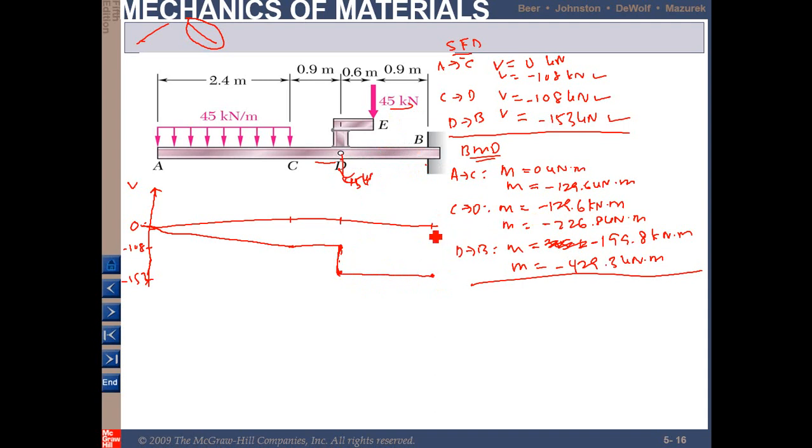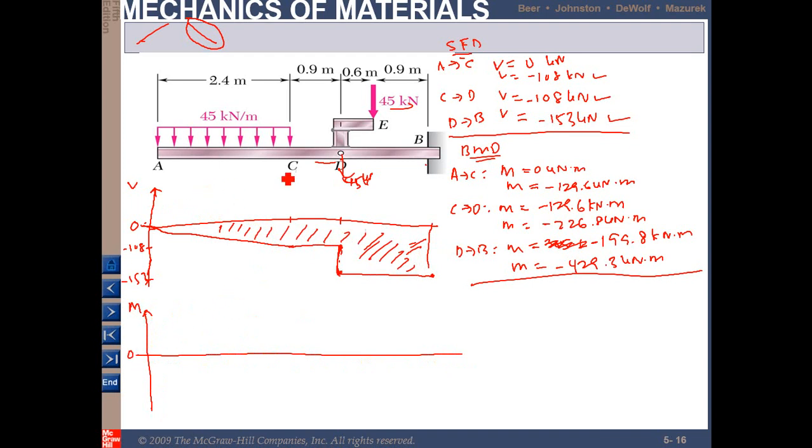Okay, so you got this region. So this is your shear force diagram. And then your bending moment diagram. So let's say this is 0 value of the bending moment diagram. So this is 0.